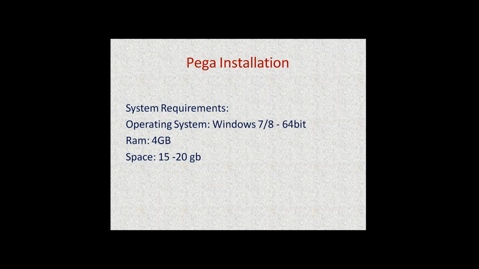And for the installation of this Pega software, the basic system requirements are: in most cases it is installed in Windows only, guys. Windows 7 or Windows 8 or Windows 8.1 and a 64-bit operating system, with minimum RAM size of 4 GB, and minimum free space required of 15 to 20 GB.